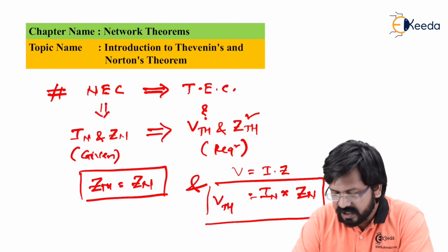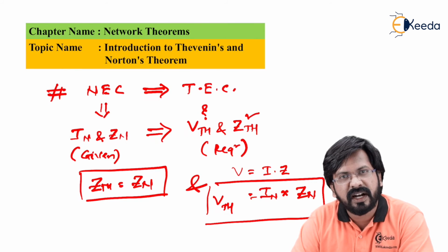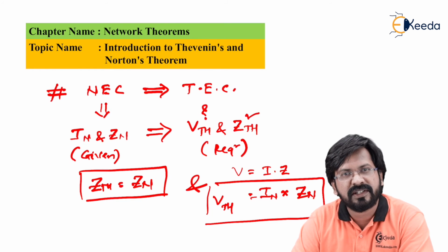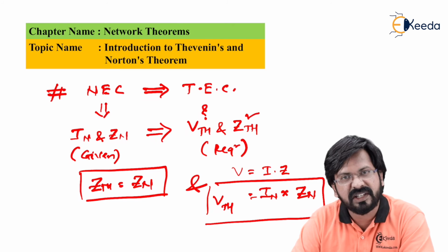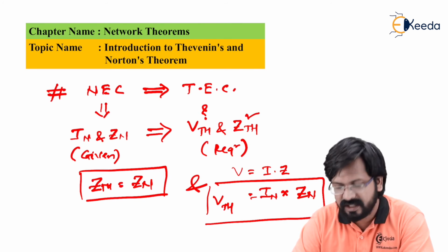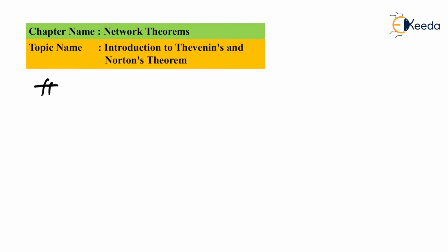If this scenario is clear, we should understand the procedure to calculate Thevenin's equivalent circuit and Norton's equivalent circuit for a given complex network. So in the next slide, we will try to understand the procedure to get TEC. So let us understand the procedure to get Thevenin's equivalent circuit.